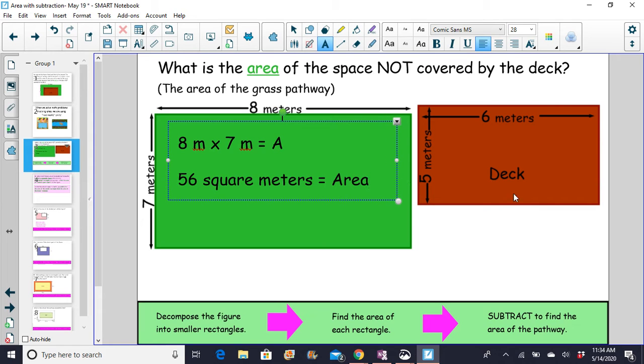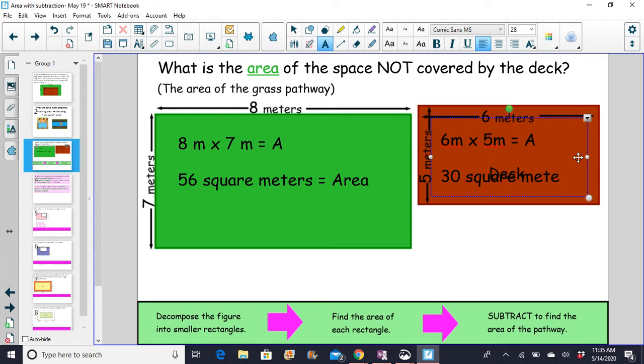Okay, we're going to go over to the deck now, and we're going to find the area of the deck. Again, length multiplied by width. All right, length 6 meters multiplied by a width of 5 meters. 6 multiplied by 5 is going to give me the area of the deck. So 6 times 5 is 30. 30 square meters. I know this is going right on top of that word deck, and that's going to be the area of our deck.